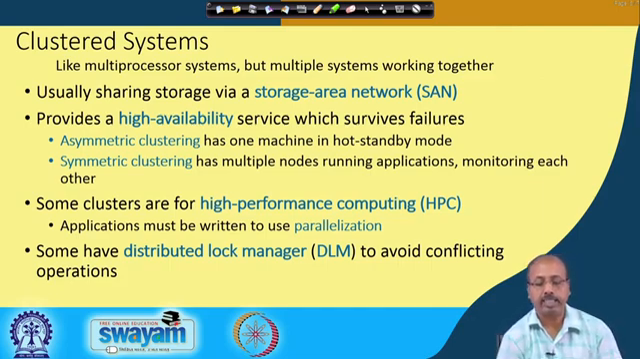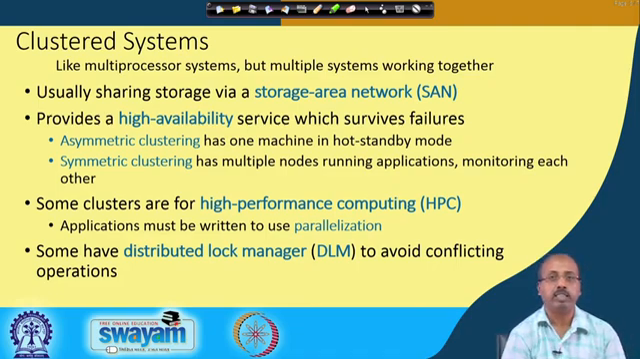And we can have symmetric clustering, which has multiple nodes running applications and monitoring each other. They check what the other nodes have computed, compare those values, and come to a decision about which one is correct. Some clusters are for high performance computing, for example weather forecasting, where the amount of computation is very high and we need to do it very fast. In that case the application must be written so that parallelism is exploited. If I develop a system that uses only sequential computation, then naturally it will not get the benefits of high performance computing. So we have to do some parallel programming there.